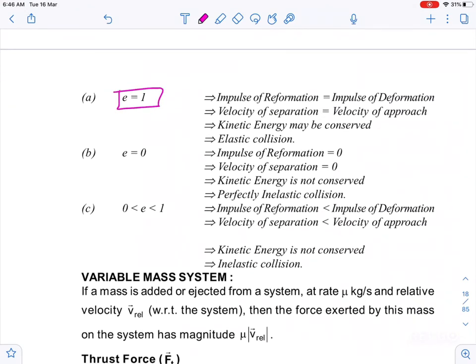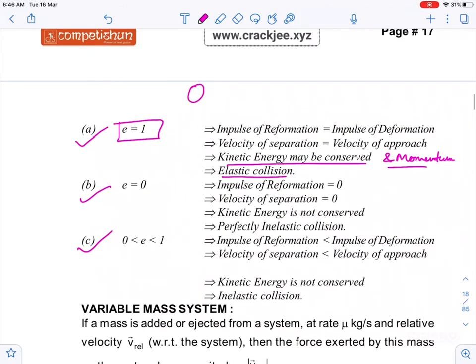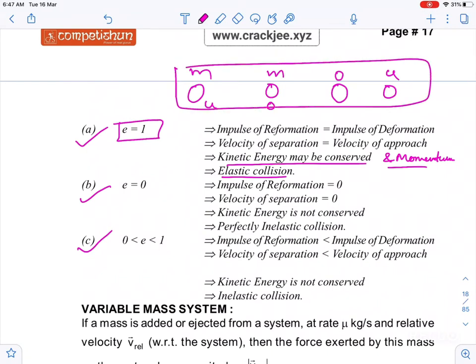Some conditions: coefficient of restitution is 1 for elastic collision, and questions are often asked on elastic collision. In elastic collision kinetic energy and momentum remain conserved. Momentum always remains conserved in all cases, but kinetic energy remains conserved only in elastic collision. And you should keep in mind, guys, in elastic collision, suppose a body of mass m and another body of mass m, this is moving with speed u and this is at rest. After collision, this body comes to rest and the other moves with speed u, meaning velocities interchange if it is an elastic collision.